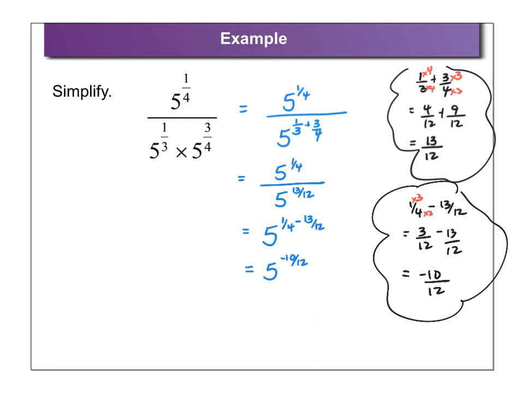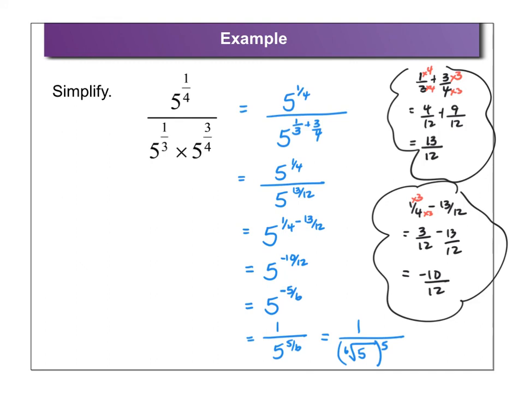We never really want to leave our answers so that they have a negative exponent, so I would definitely want to rewrite that. Before I do that, notice I can actually simplify that exponent by reducing the fraction that's there, so I could rewrite that as negative 5 over 6. I could then rewrite this as 1 over 5 to the 5 over 6. And continuing to write that as a radical, I could rewrite that as 1 over the 6th root of 5 to the 5.